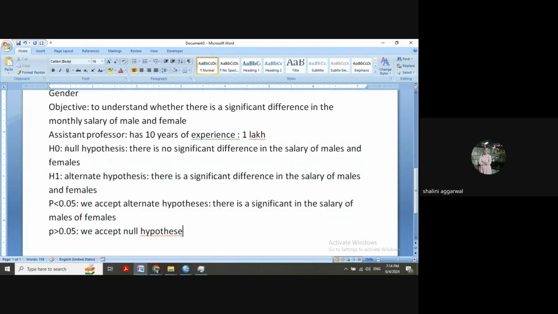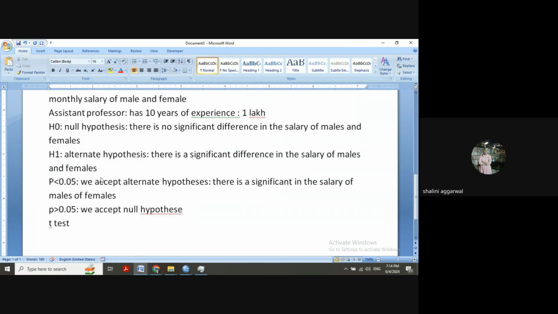Right. So this is very, very important, hypothesis testing. Everybody should know about this, right? So let's move to the t-test today. The t-test is basically of 3 types, but today we'll talk about the 2 types of t-test.